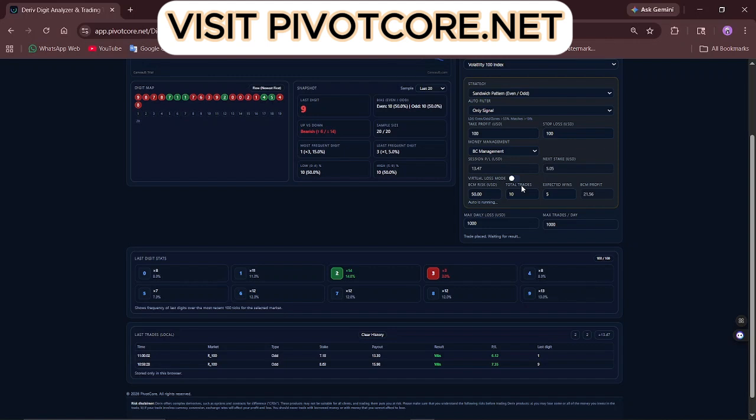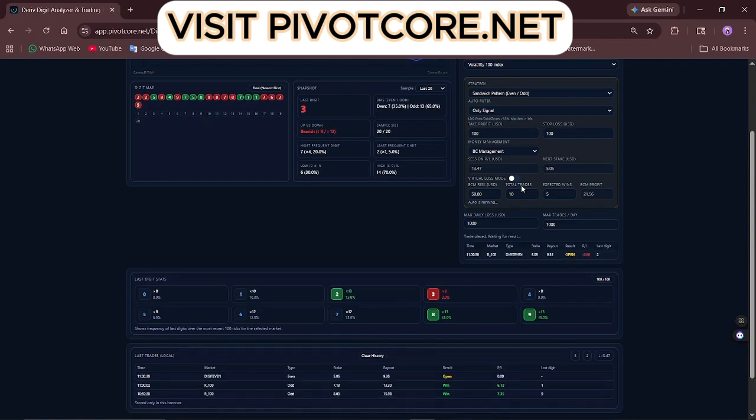What makes PivotCore stand out is its seamless integration with Deriv. It's an auto trading platform that removes the human error factor. You don't have to click manually and worry about lag. Once you set your parameters, like your stake and your target, the system takes over. It's fast, reliable, and designed to run even when you aren't glued to your screen.